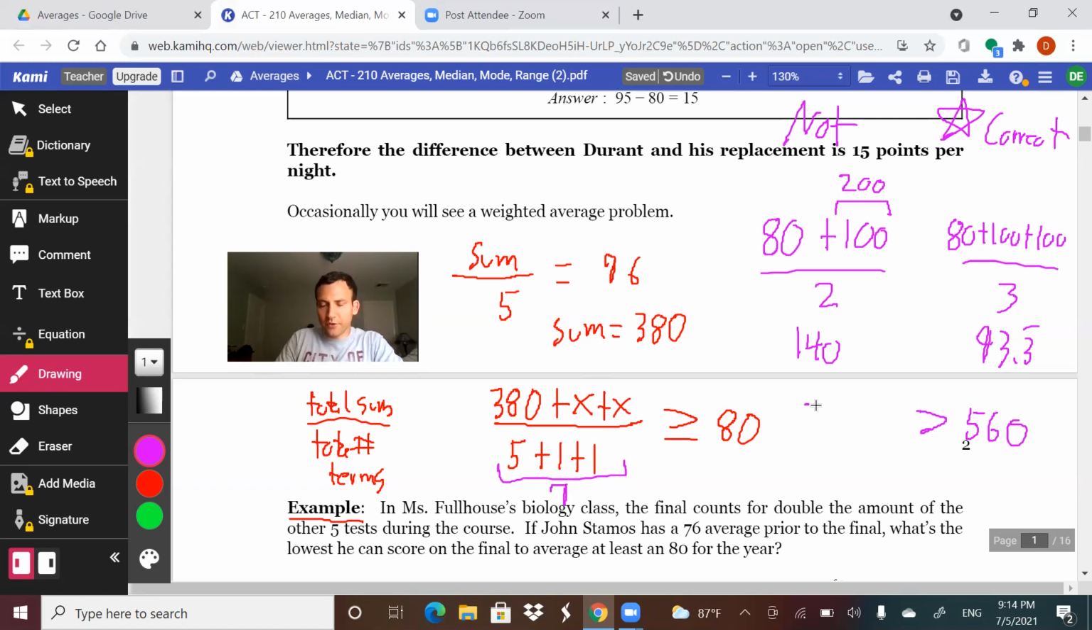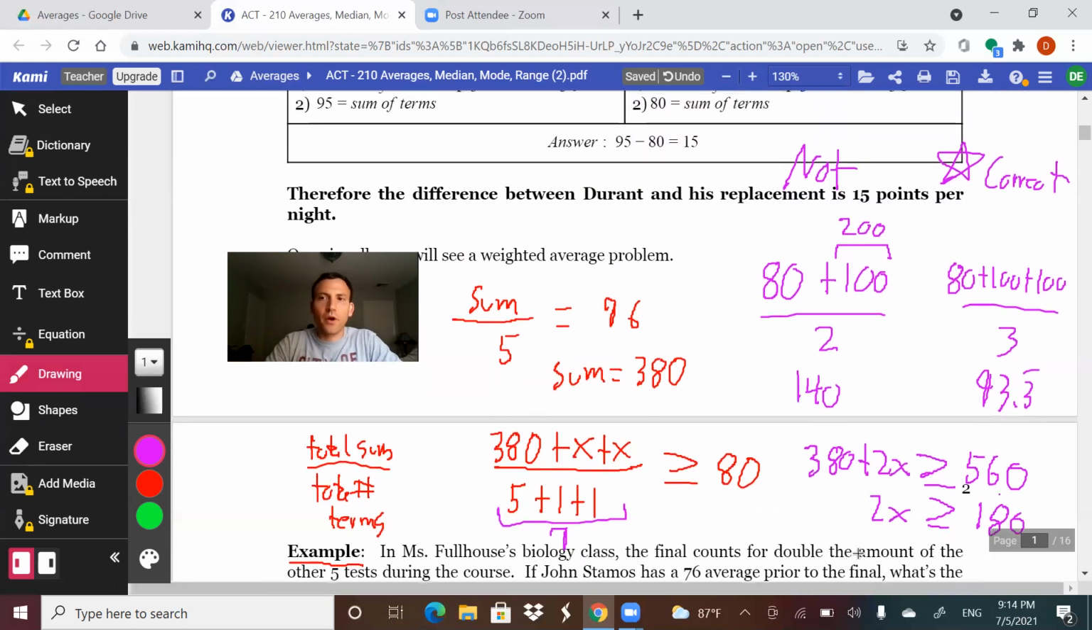So we have 380 plus 2x, and it has to be greater than or equal to 560. Subtract 380 from that, and we're looking at 2x has to be greater than or equal to 180. So x has to be greater than or equal to 90. So John Stamos has to do well on that last test. What's the lowest he can score on the final to average at least an 80 for the year? He has to score greater than or equal to a 90.